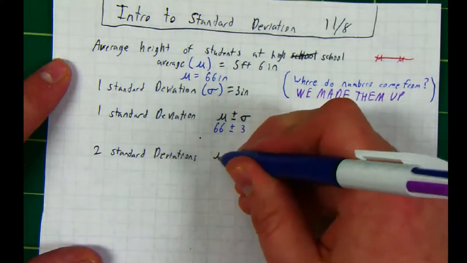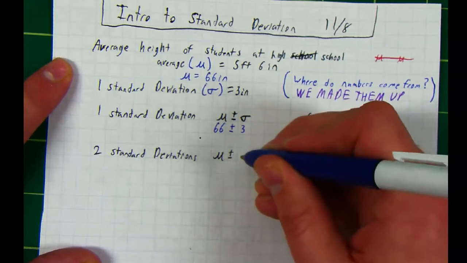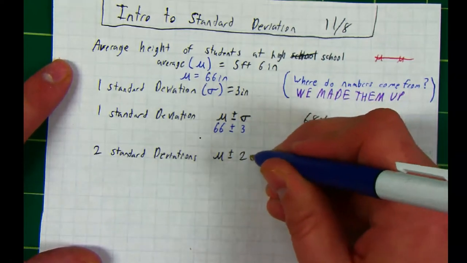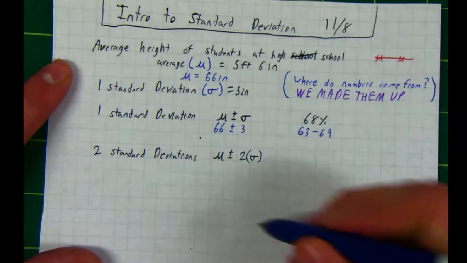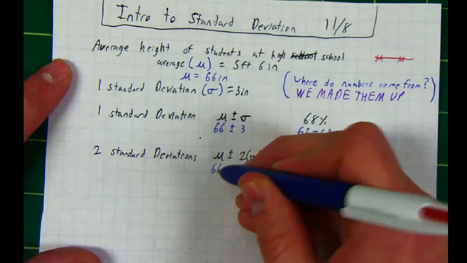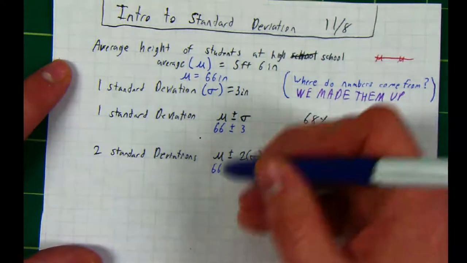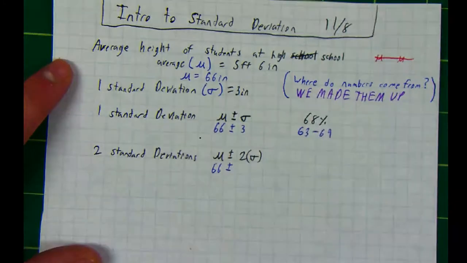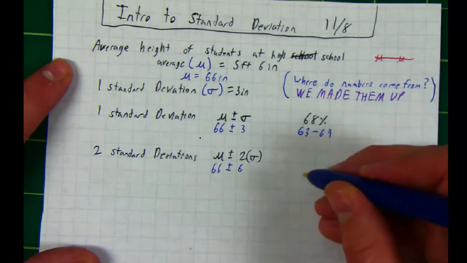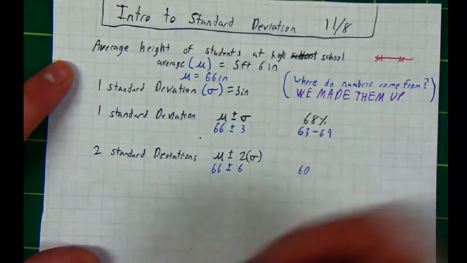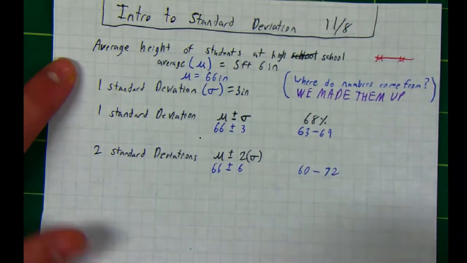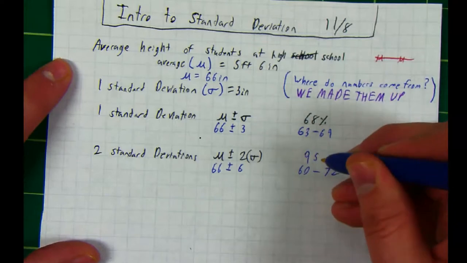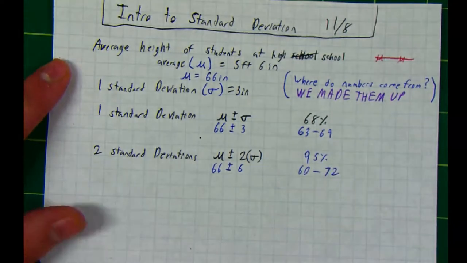What I do is I take my average and I both add and subtract 2 standard deviations. What does that look like? It looks like our average, which is still 66, and I add and subtract 6. So our new range of values are between 60 and 72. 2 standard deviations represents 95% of the population.